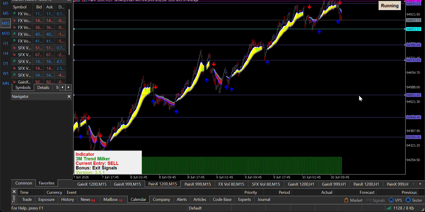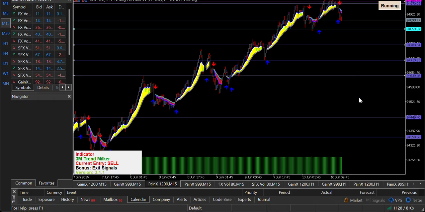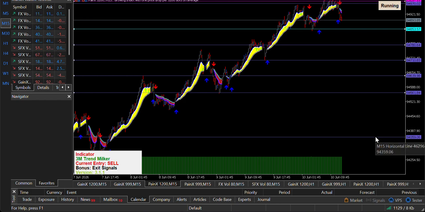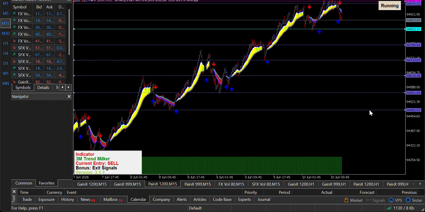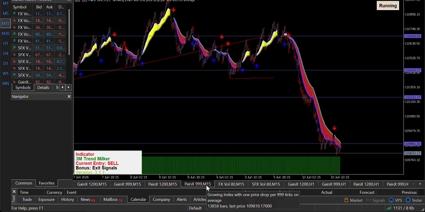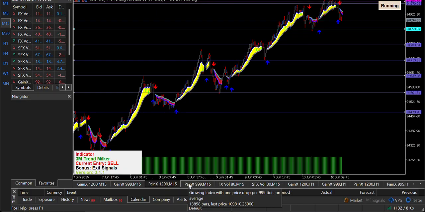Third TP should be somewhere here. And fourth TP should be somewhere here. And we can have our fifth TP around here. Okay, so this is also another trading opportunity for Paynex 1200.